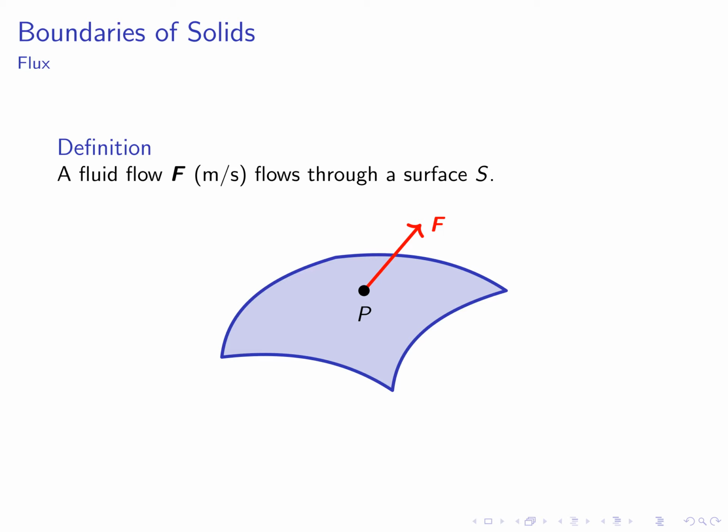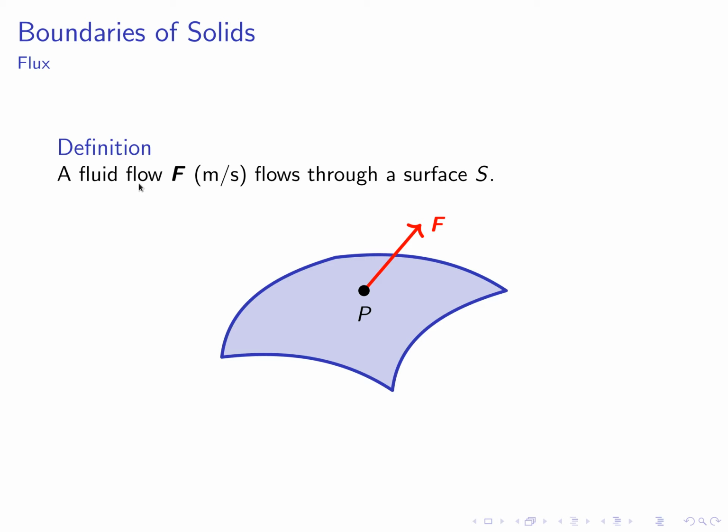Okay, so in Gauss's divergence theorem, the motivation is to solve certain types of flux problems. Let's quickly remind ourselves about the concept of flux. In the concept of flux, the idea is that we're presented with a fluid flow represented as a vector field F, and typically here the units will be some sort of velocity units. In this case, we're choosing meters per second.